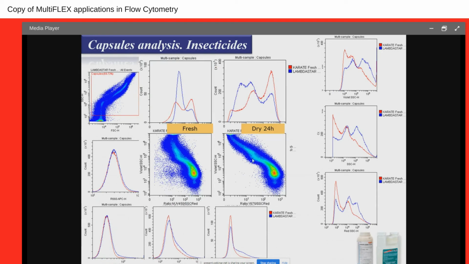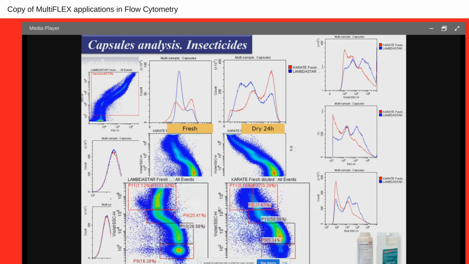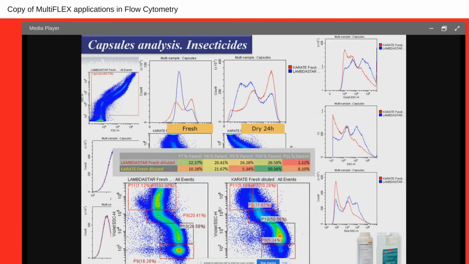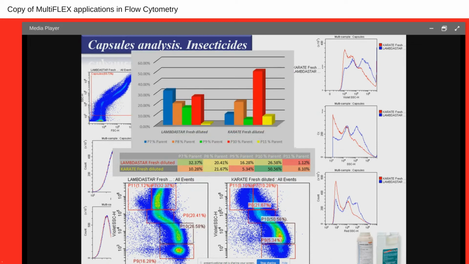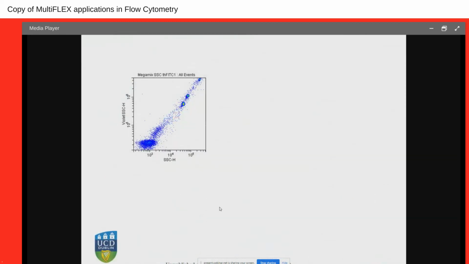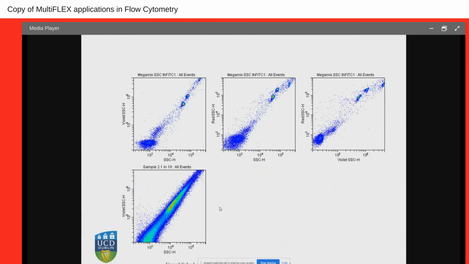see the big difference on the patterns between fresh, in this case karate, and dry karate, or fresh lambda, which is the other one. This is lambda fresh, and lambda dry. So to characterize them, we put the statistics in the middle, and we can see the differences between fresh and dry, and the difference between each one of those ones, and we can characterize the different insecticides.